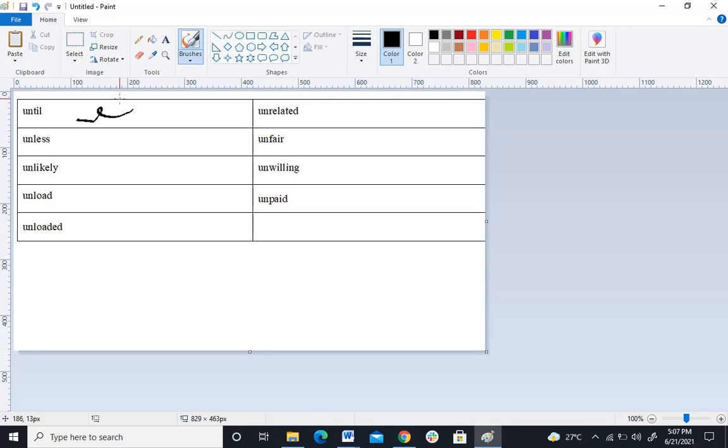Unless. Unlikely. Unload. Unloaded. Dead, dead, did. Oh, ayan yun.